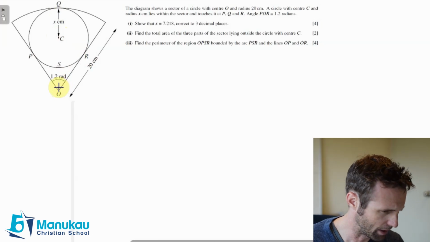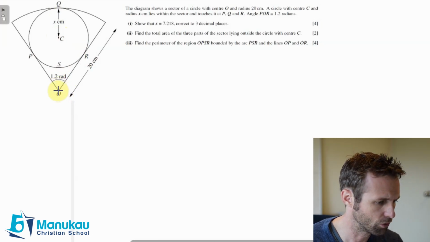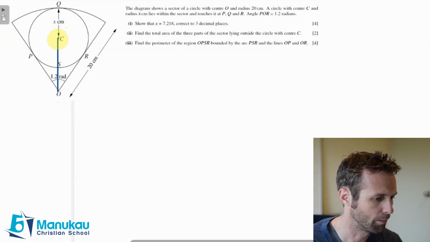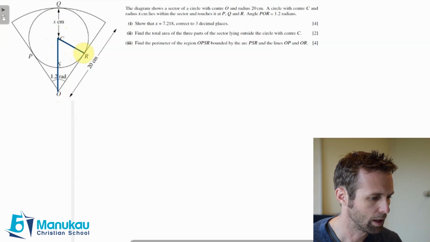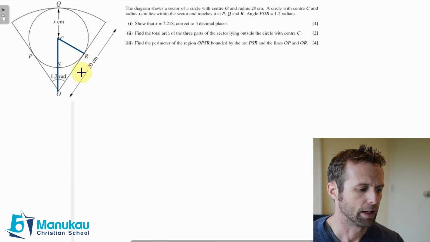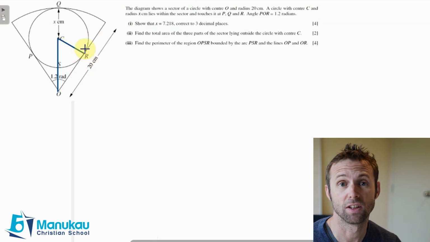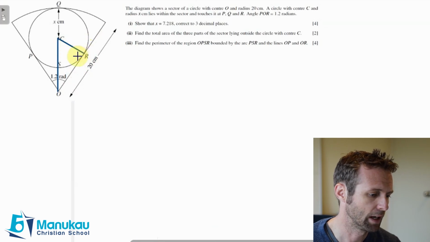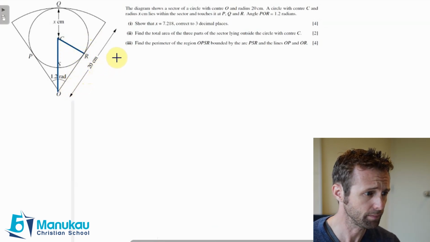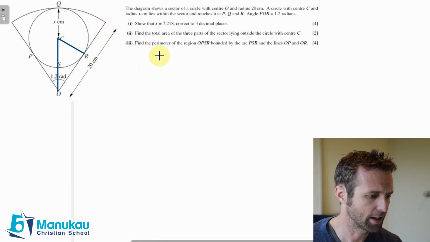So how I'm going to go about doing this is I'm going to draw a little triangle here, and then from there to there. And I'm going to use my knowledge that this OR is a tangent to the circle with centre C, and that means that line CR, the radius that meets the tangent, is at right angles to it. So we've got a right angled triangle here. OCR is a right angled triangle. And therefore I can say that this little angle here is 0.6 radians. Make sure your calculator is set to radians for this, of course.